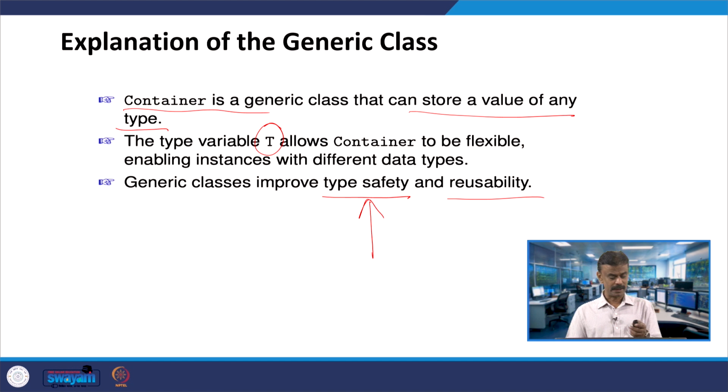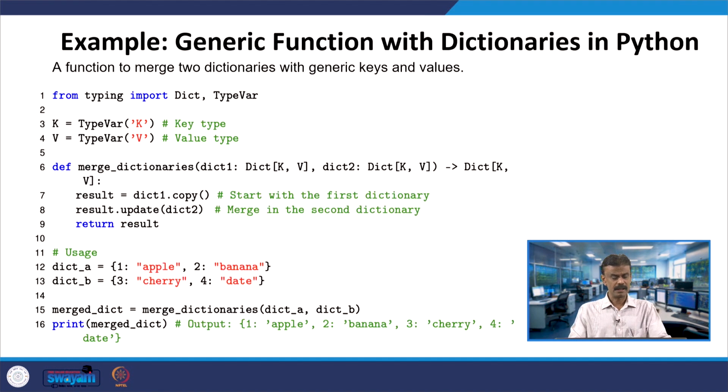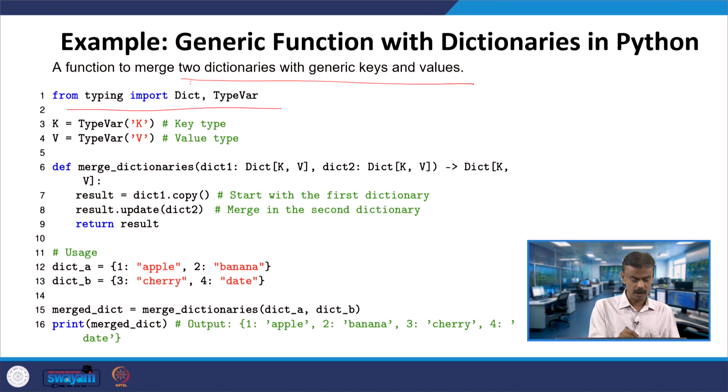So, like in the previous example, you may want one for integer and another one for string, and that can be handled exactly like what we had seen in Java. Maybe we will have one more example, all right. This is a function to merge two dictionaries with generic keys and values. As usual, we are going to have a dictionary and type variables. We are defining type variables K and V.